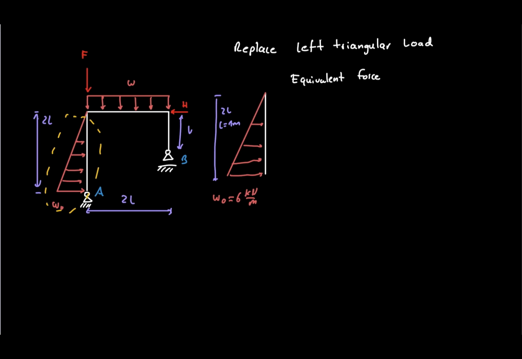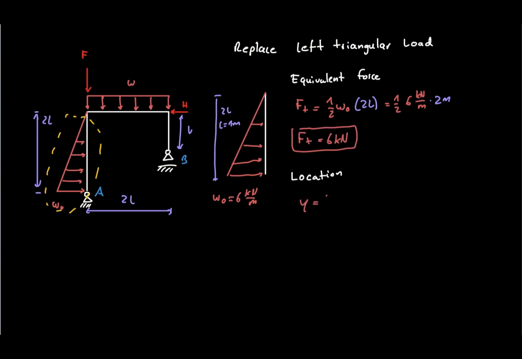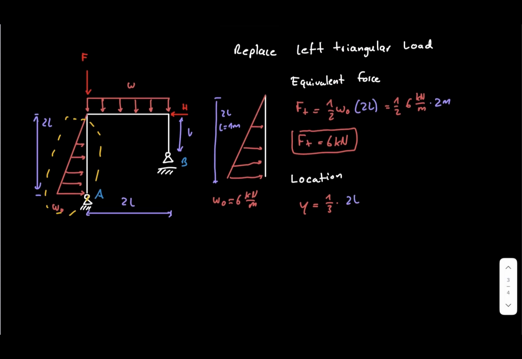Next, we replace the triangular load on the left column. The equivalent force is the area of the triangle. 1/2 times 6 times 2 gives 6 kilonewtons. Because the larger side of the triangle is at the bottom, the equivalent force acts 1/3 of the height from the bottom. That gives a distance of 2/3 of a meter above support A.